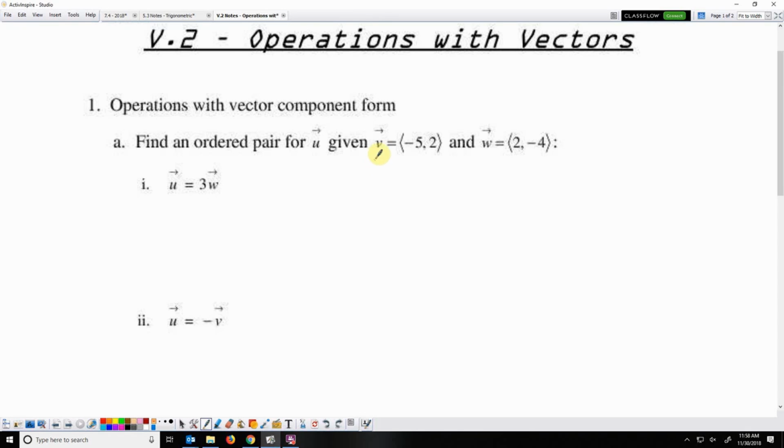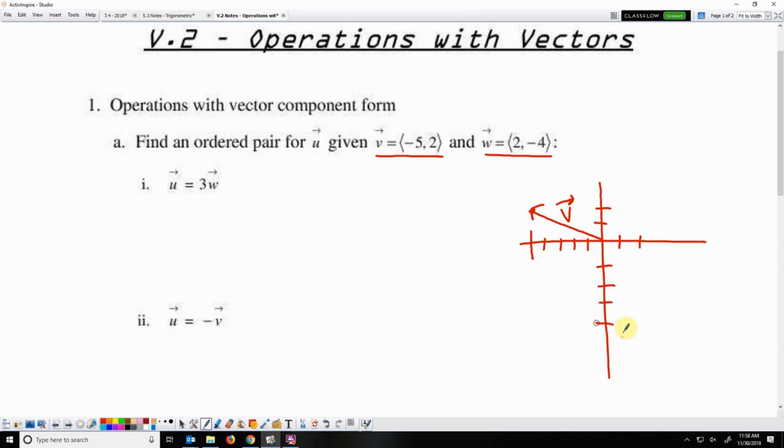So here are two vectors in component form. I'm going to draw what those would look like in standard position. Vector v is -5, 2, so vector v would look like that. And vector w is at 2, -4. So vector w looks like that in standard position.